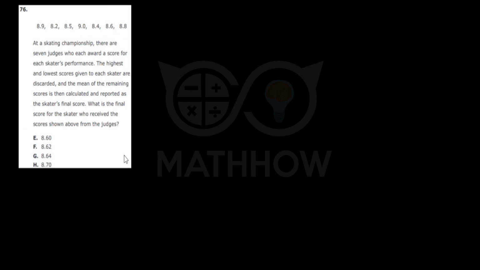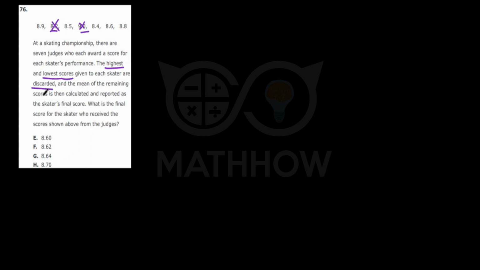Question number 76. After a skating championship, there are 7 judges who each awarded a score for each skater's performance. The highest and lowest scores given to each skater are discarded. The lowest and the highest. So the lowest score is 8.2 and the highest score is 9.0. So these scores are discarded.